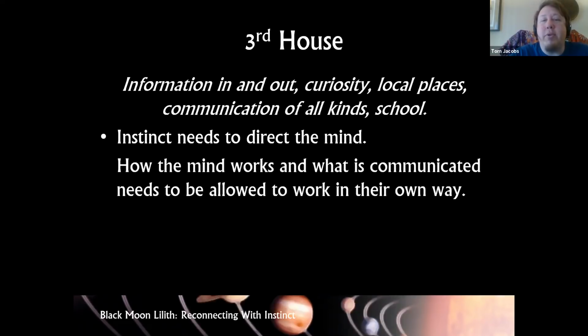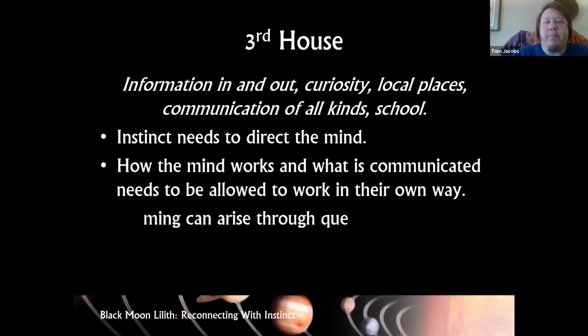How the mind works and what is communicated needs to be allowed to work in their own way, even if erratic, even if changeable. Allowing that to flow and be flexible is really important. But also the person may be interested in Lilith themes, interested in the natural world, in power differentials in relationships and finding justice for people. It's possible here. Now, shaming can arise through the person asking questions. So the thing is, you're disturbing the status quo by what you're learning and what you're saying and writing. So shaming from others to try to get you to conform may come through those things.